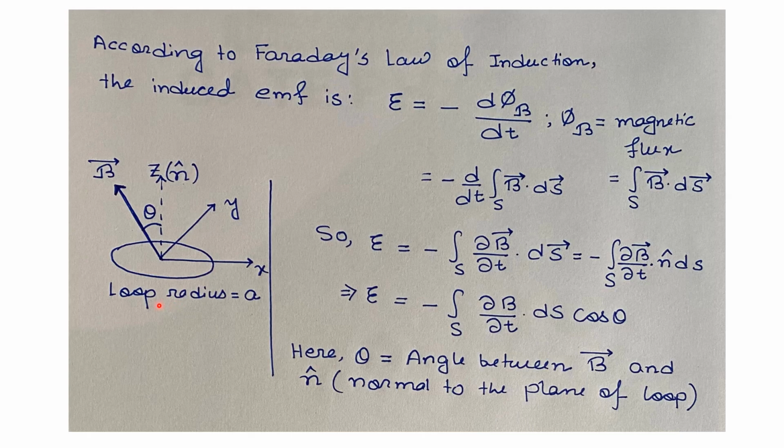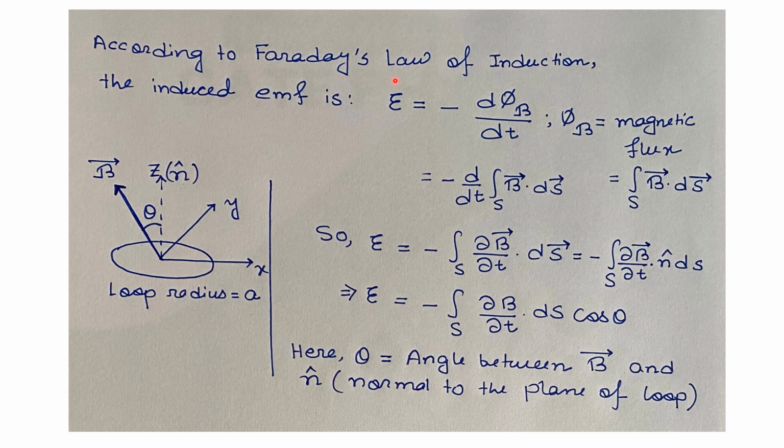Let us consider a small loop having radius small a lying in the xy plane. The normal to the plane of the loop is along z direction, and that is denoted by n cap. Now the magnetic field vector, that is B vector, of the incident EM wave on the loop is making an angle theta with the normal to the plane of the loop.